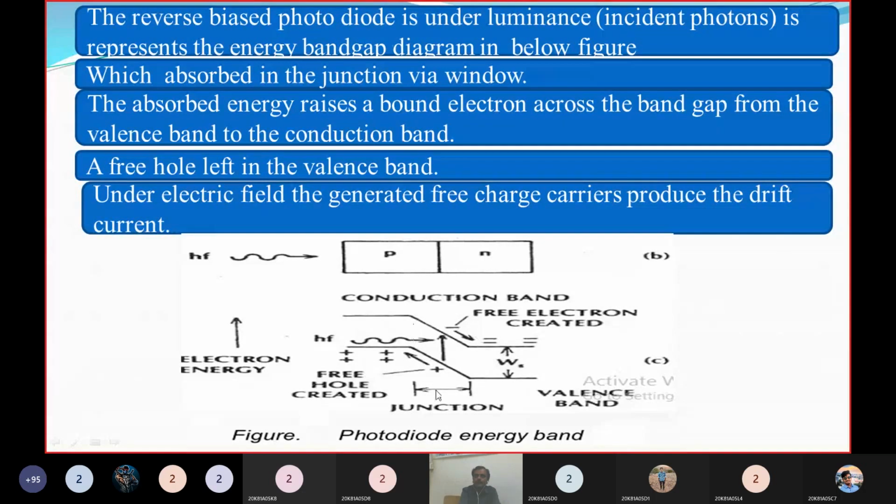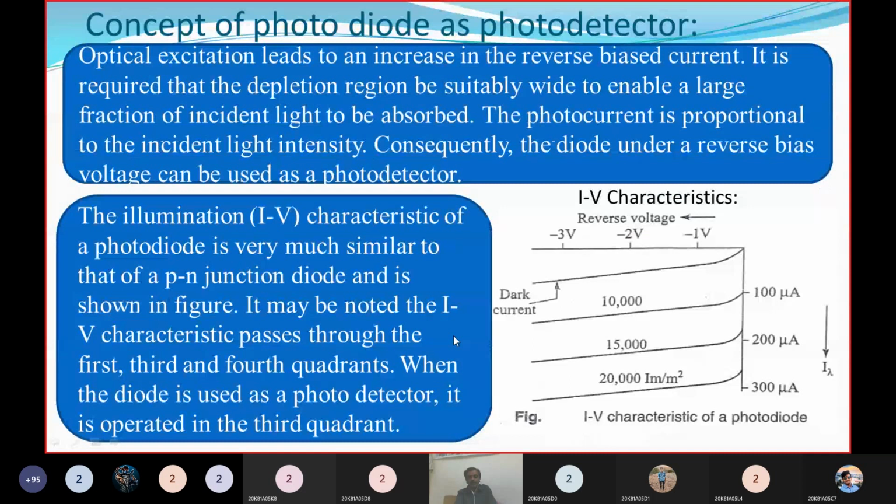More light will fall on the depletion region, and so more electron-hole pairs will be generated, and the current is also higher. See here, we will observe that. First of all, the dark current. If you observe the IV characteristics of this photodiode.